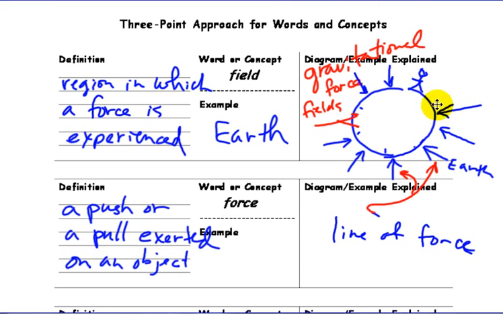So field in general is the region in which a force is experienced. So if we're looking at the Earth, we experience forces towards the center of the Earth, as illustrated here by these force vectors. Force is a push or pull exerted by an object. So here I use these vector lines of force to illustrate what's happening to an object at the surface of the Earth.